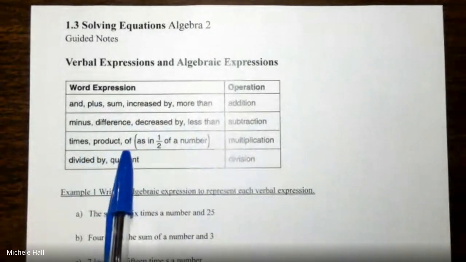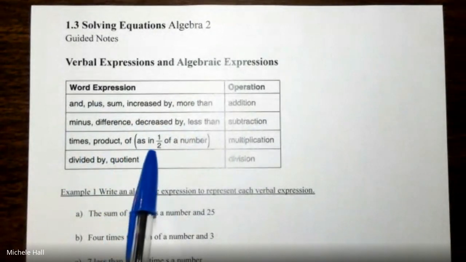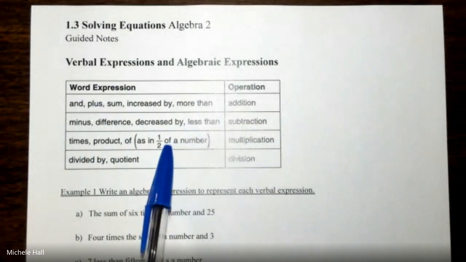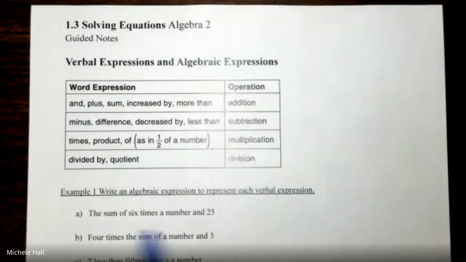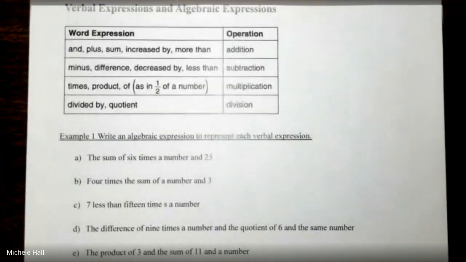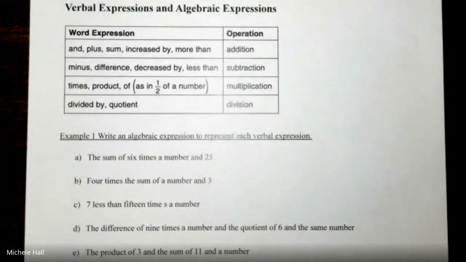Times, product of, as in 1/2 of a number. Of is always used with fractions, and that is multiplication. Division would be divided by, quotient. Example 1: write an algebraic expression to represent each verbal expression.